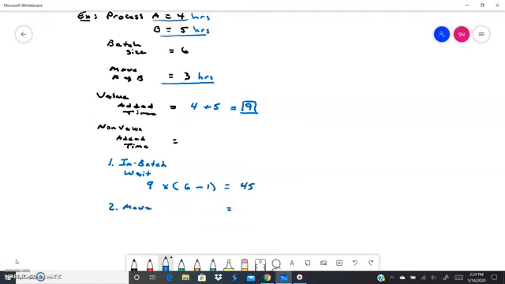Our move time, we know that that's 3 hours. So we're going to take 3 extra hours to move those from A to B. So our non-value added time is 48. Our total time, of course, is 48 plus 9, or 57. Okay, so that's how we would calculate our value added and non-value added lead times.